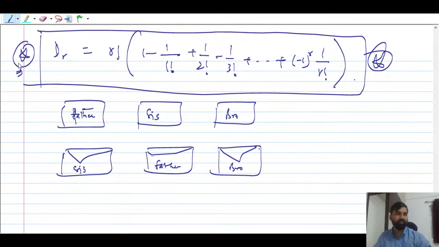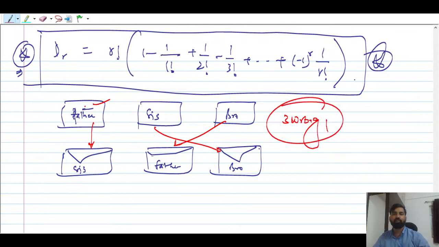So what you have to do here is derange. You have to keep these letters in the wrong envelope, right? So you can say father letter has been kept here, sister letter has been kept here, and brother letter has been kept here. So there are 3 wrong places, right? So what will be the answer here? D3. It will be 3C3 D3, understood? This is very important to keep in mind. So D3 will be the right answer in this case, and you can compute D3.